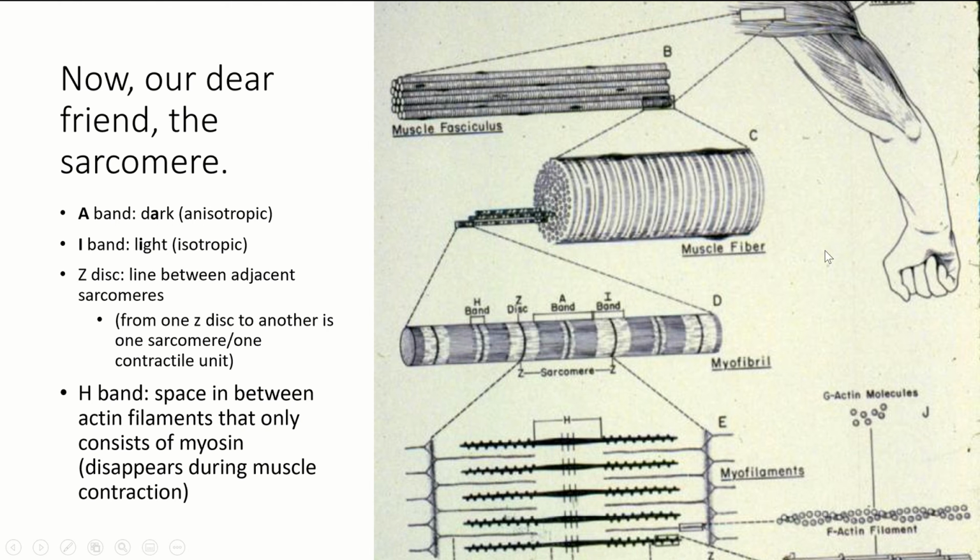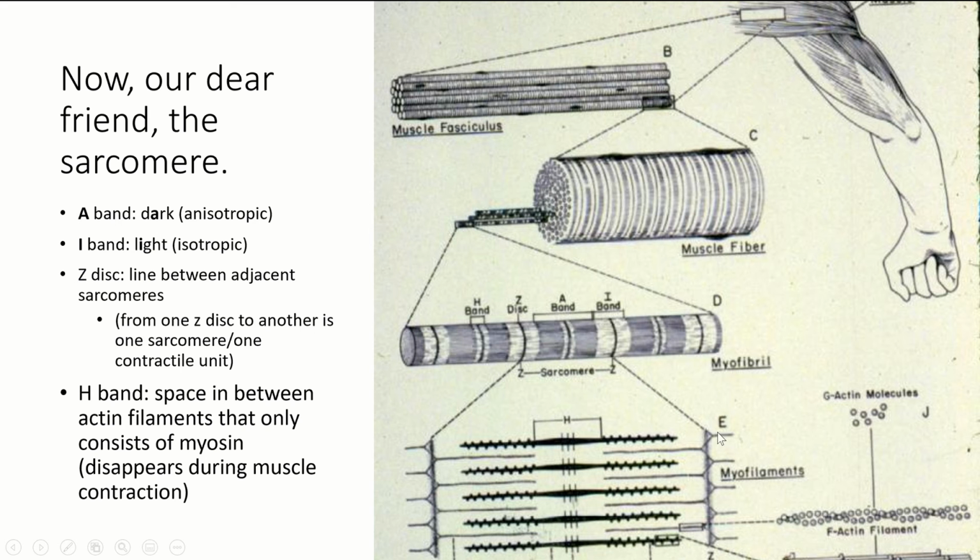And so the way that these actin and myosin arrange themselves is in these repeating units called the sarcomere, okay? So one sarcomere is one little repeating unit within a skeletal muscle cell. And here you can see we've got actin and myosin. These are the little actin filaments right here, and these are the myosin filaments, the darker ones in the middle.